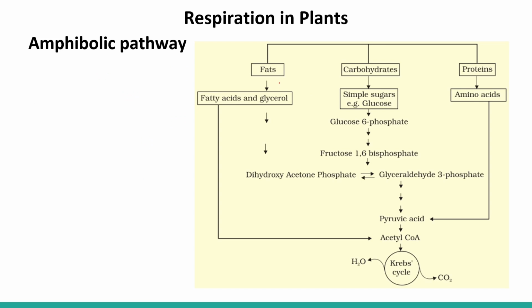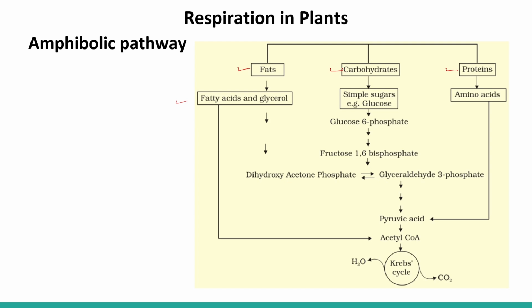So this is a flowchart showing the amphibolic pathway of respiration. Now you can see respiratory substrate. We have already known that respiratory substrate is a substance which is oxidized during respiration. So fats can be used, carbohydrates are generally used, and protein can also be used as a respiratory substrate.